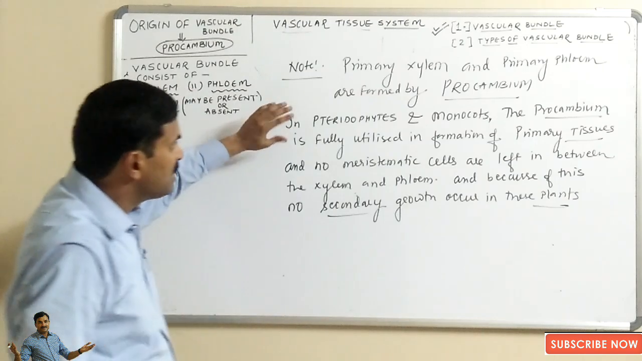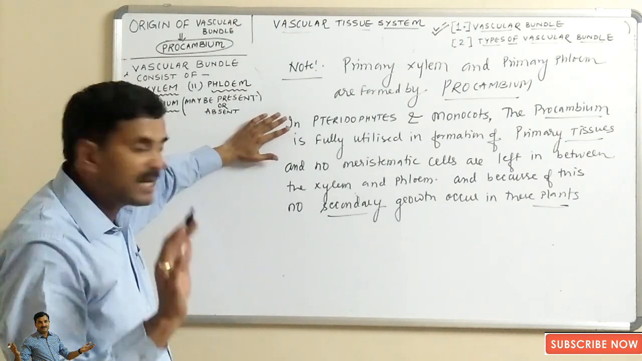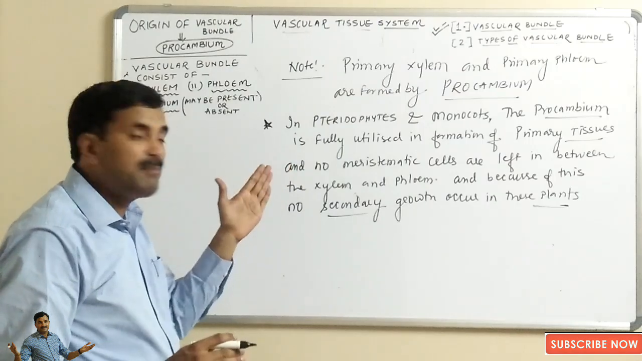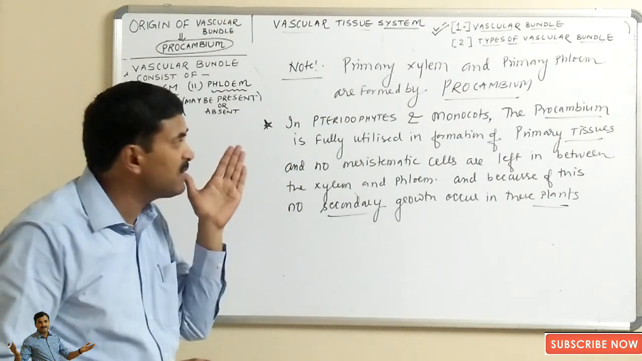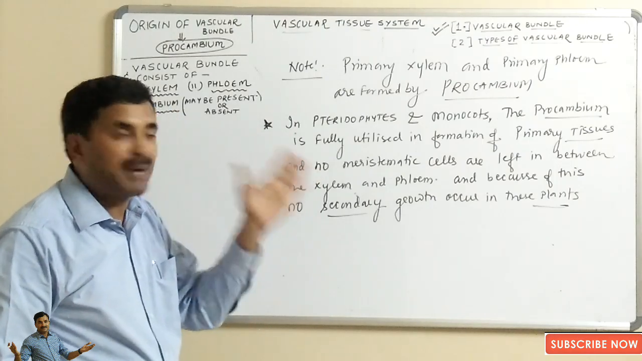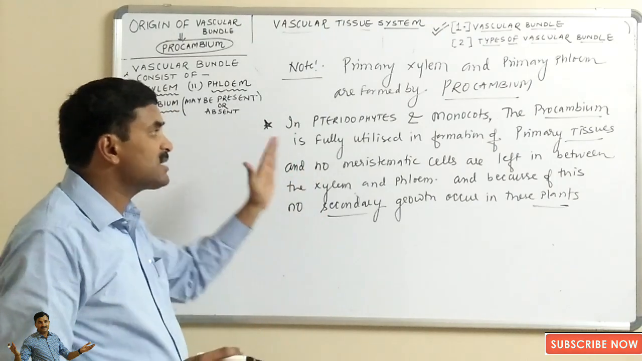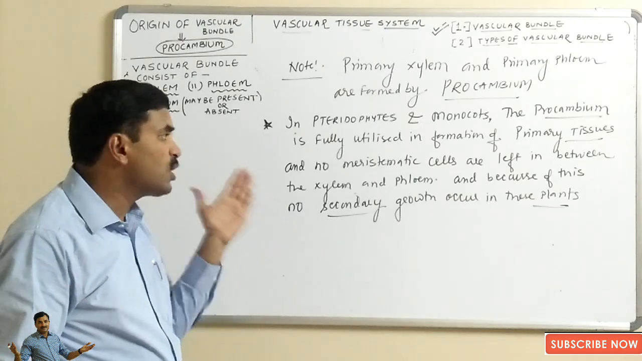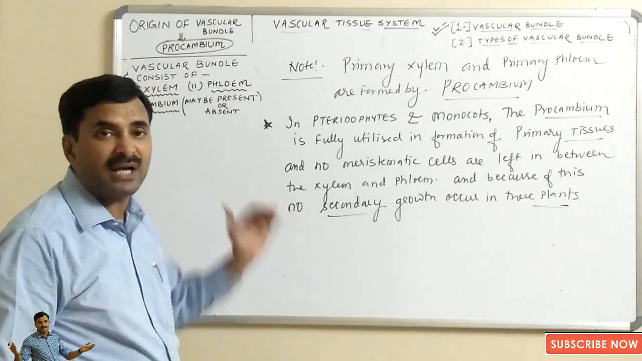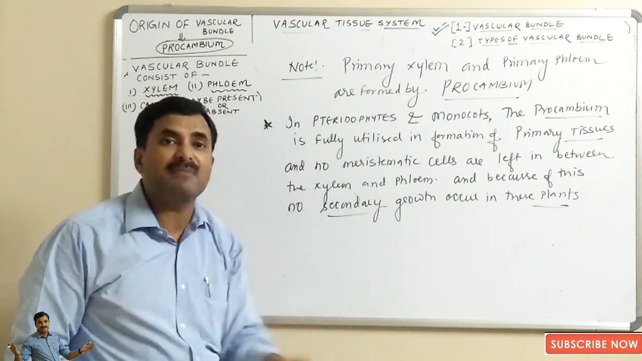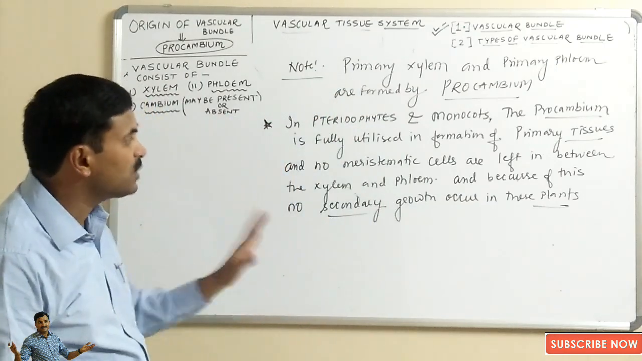Again, I am repeating, in pteridophytes and monocots, the procambium is fully utilized in the formation of the primary tissues, and no meristematic cells are left in between the xylem and the phloem, and because of this no secondary growth occurs in these plants. You can see that in pteridophytes and monocots only primary growth occurs and no secondary growth occurs.